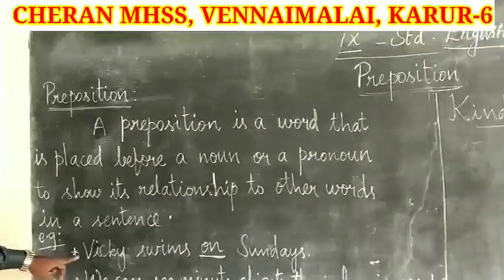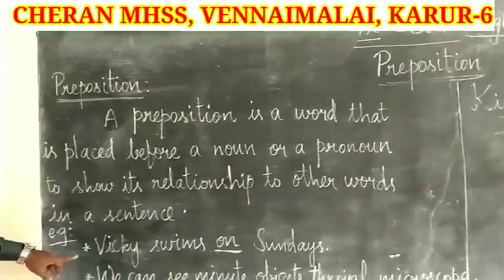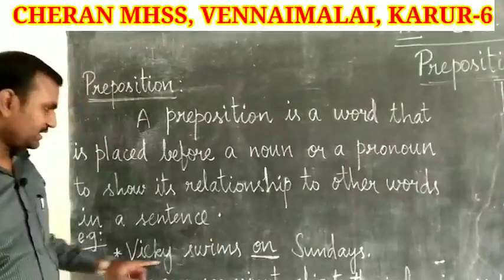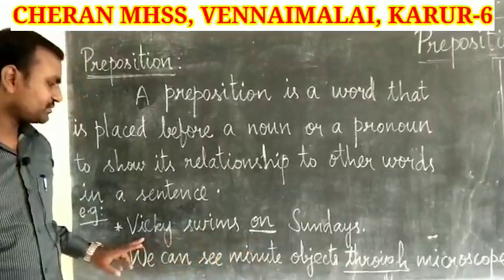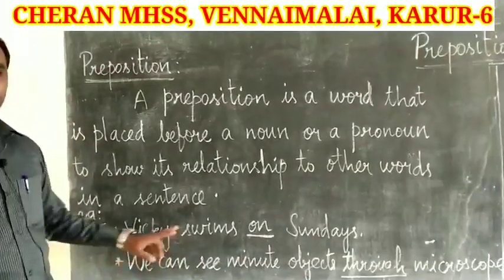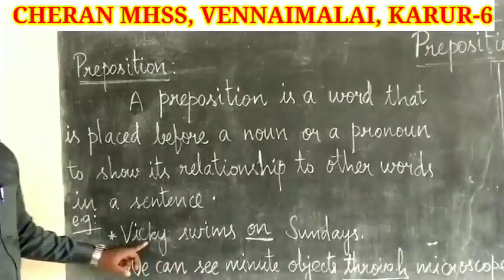For example, here we see, Vicky swims on Sundays. Here Vicky is a noun. Another noun is Sundays. Here on is the preposition. This preposition shows the relationship between Vicky and Sunday. If you ask a question, when does Vicky swim? It is linking this Sunday to this sentence.